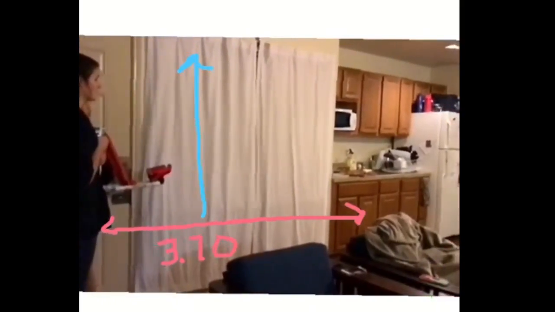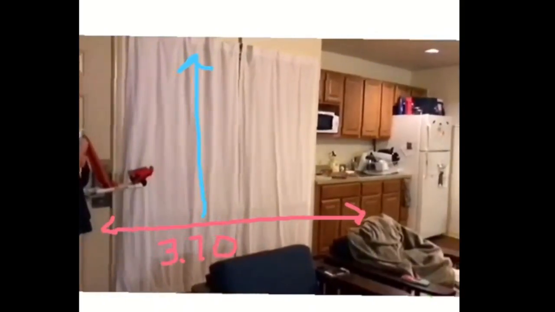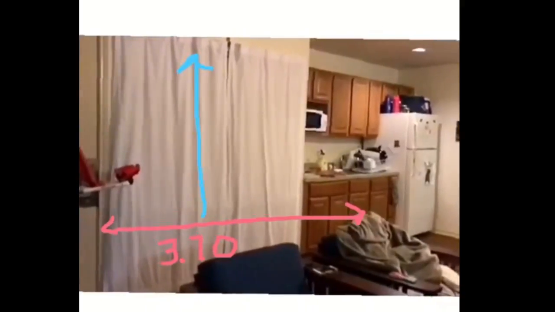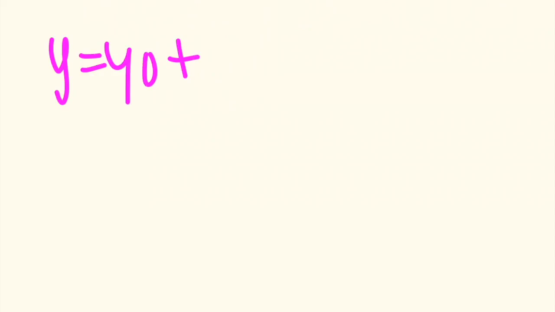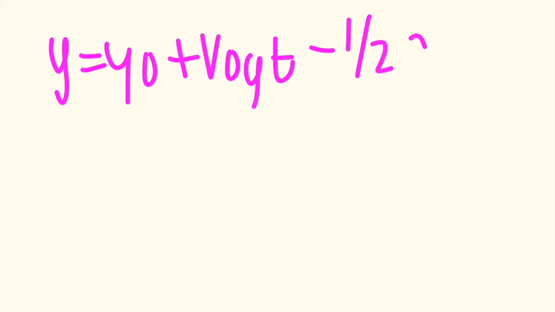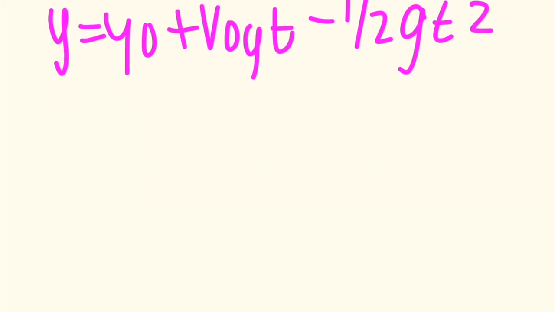Since the ball traveled a distance of 3.7 meters in the x direction in 1 second, we can calculate the initial velocity in the x and y components and the maximum height the ball traveled. In order to find the maximum height, we would use the formula y equals y naught plus v naught y t minus 1/2 g t squared. But since we don't know our initial velocity, we would have to find that first.